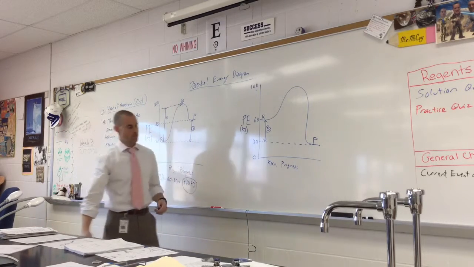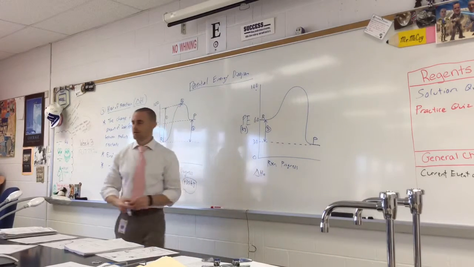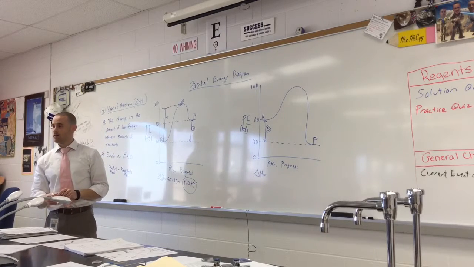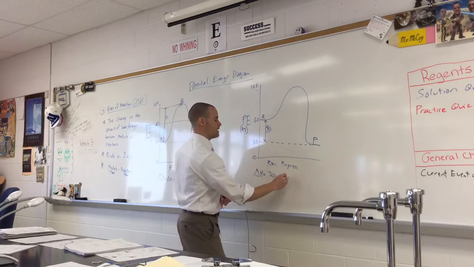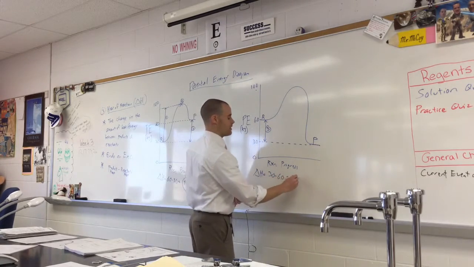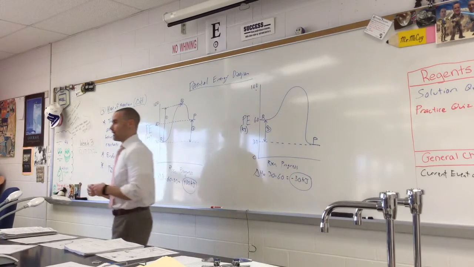The one on the right, delta H equals. Now, Pat, what are the numbers we're subtracting? 30 minus 60, very good. 30 minus 60 equals, Kira? Negative 30 kilojoules. That's a different ball game.